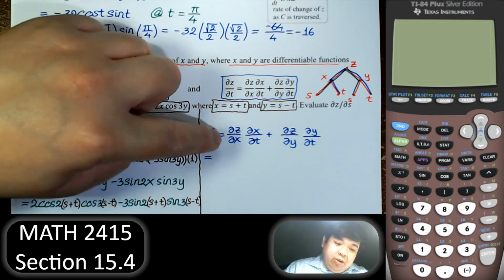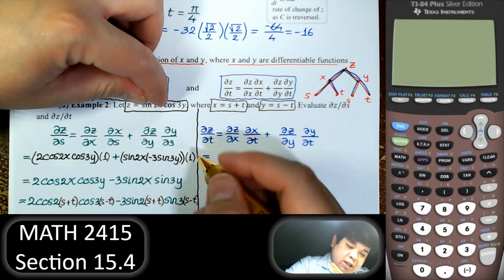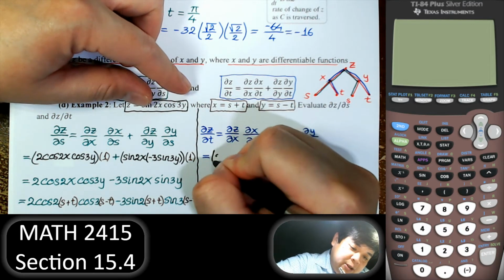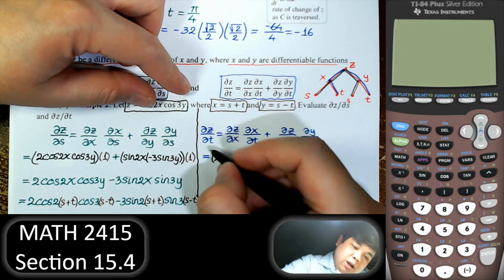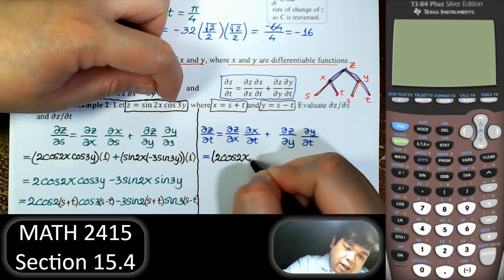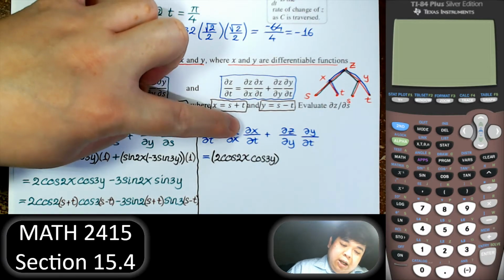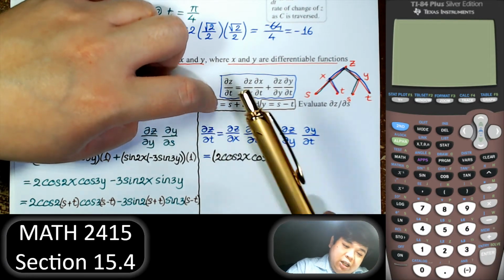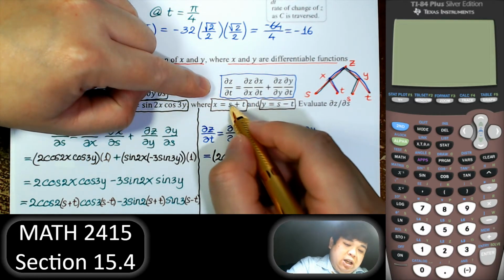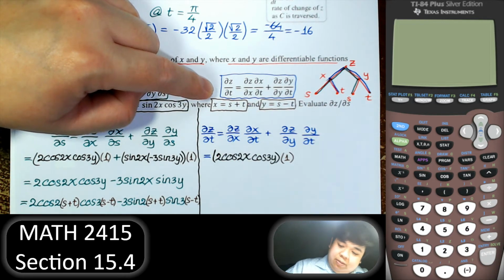Right, first, derivative of z with respect to x. Derivative of z with respect to x. So it's going to be 2 cosine 2x. And then cosine 3y is constant, we stay there. Derivative of x with respect to t is going to be 1. Derivative of this with respect to t, s is constant, will be 0. Derivative of t with respect to t is 1.